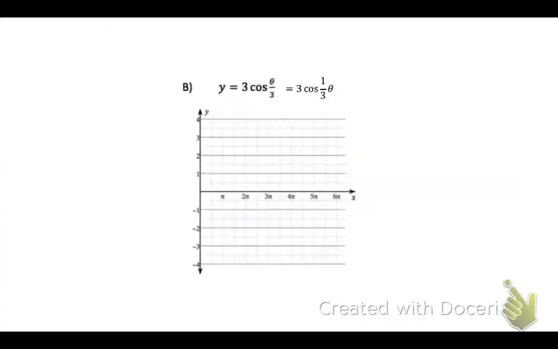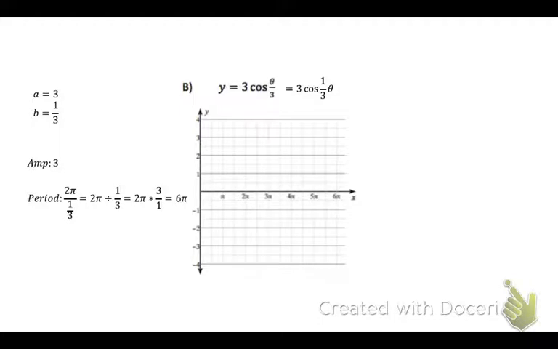Let's do this one. I want you to rewrite that every time. So y equals 3 cosine of theta over 3 is the same thing as 3 cosine of 1/3 theta. I want you to rewrite that every single time you graph. Okay? So my A value is 3, my B is 1/3. So my amplitude is 3. My period is 2 pi divided by 1/3. So I'm just going to rewrite that to make it look a little bit easier. So 2 pi divided by 1/3. When you divide by a fraction, that's the same thing as flipping the second fraction and multiplying. So that's 2 pi times 3 over 1, which is 6 pi.